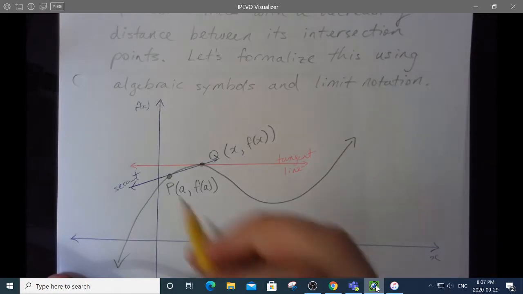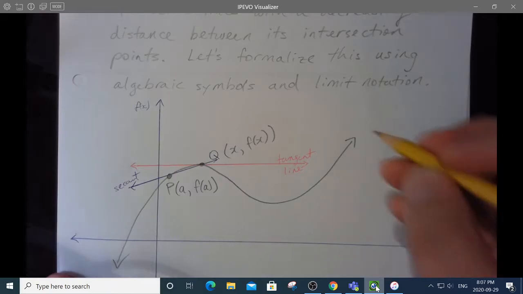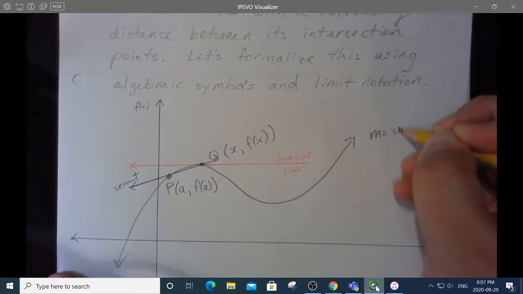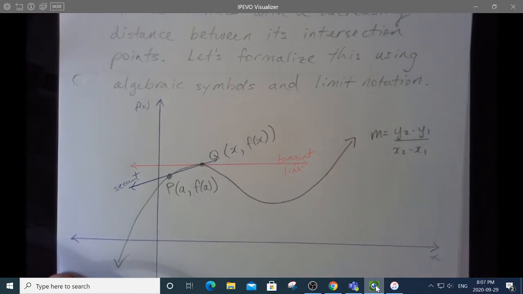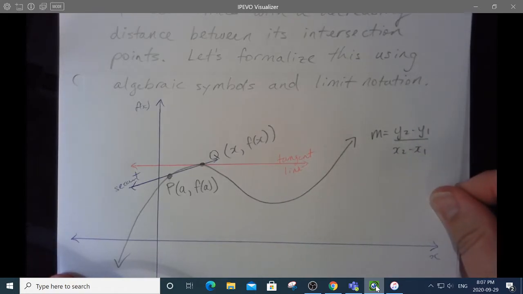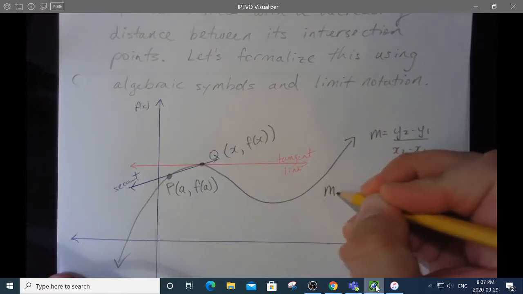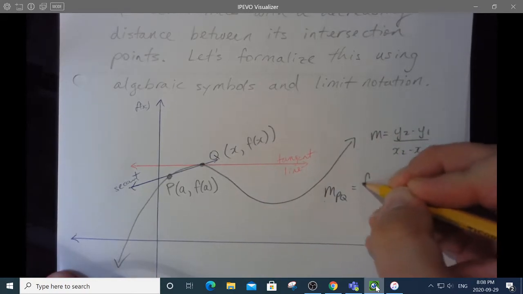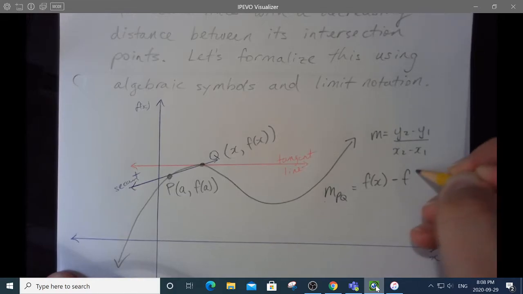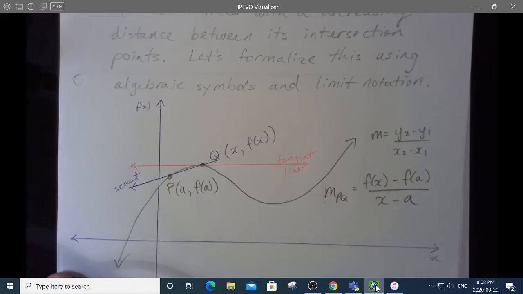Now remember that the slope between these 2 points is, of course, well, here's the slope formula. m is equal to y2 minus y1 over x2 minus x1. You've been doing that formula since either grade 9 or 10. And we actually know that for the slope from P to Q, it would be f of x minus f of a all over x minus a. So that would be the formula that I'm looking for.